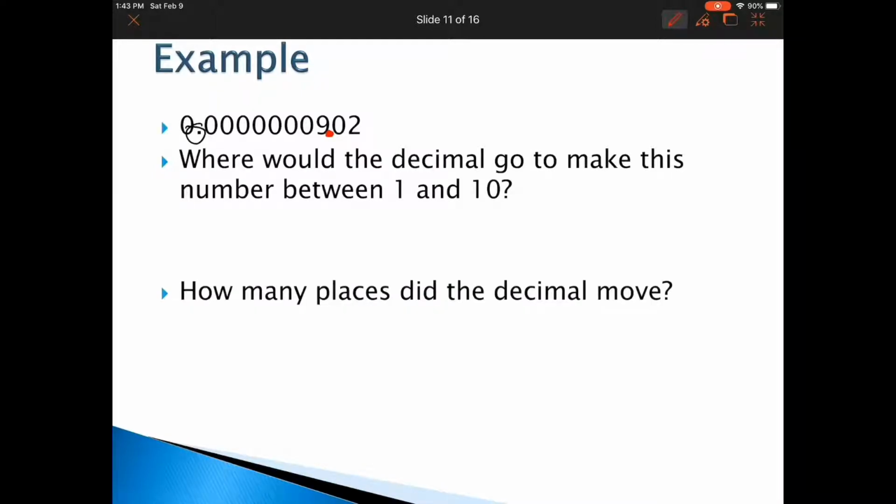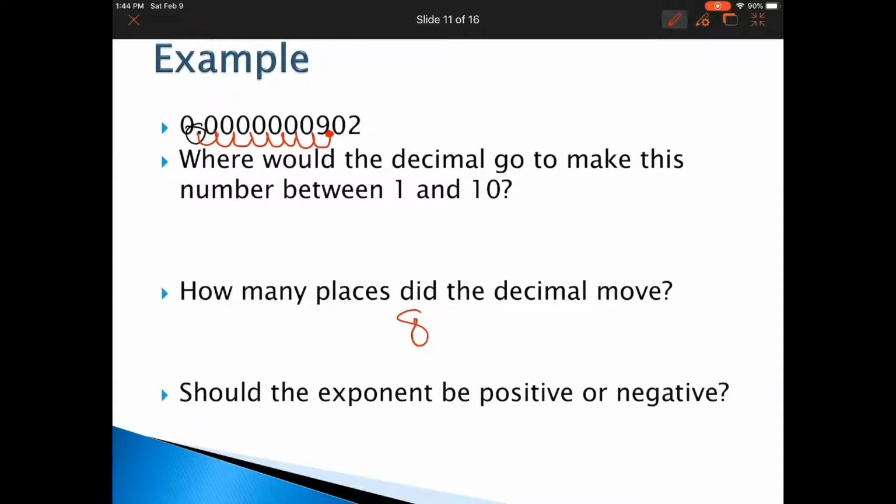All right, so now let's move our decimal point. Remember to count. 1, 2, 3, 4, 5, 6, 7, 8. So we moved the decimal point 8 spaces. Okay, so should our exponent be positive or negative? Again, remember, if we moved our decimal point to the left, it's going to be positive. If we moved it to the right, it's going to be negative. So in this situation, we moved our decimal point to the right. So that means we're going to have a negative exponent.